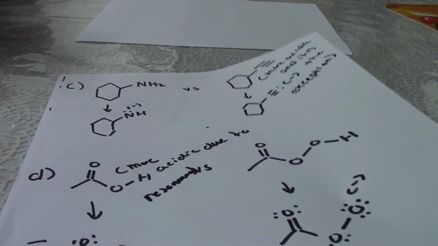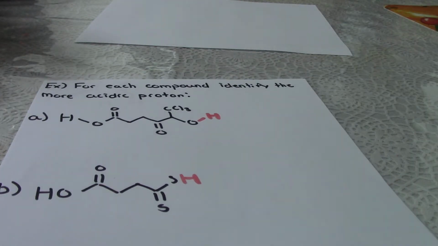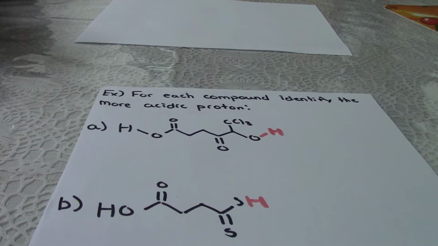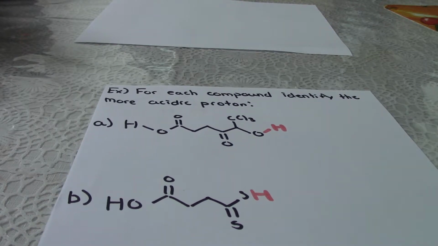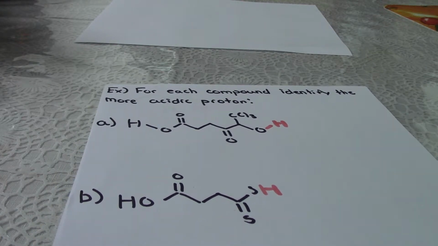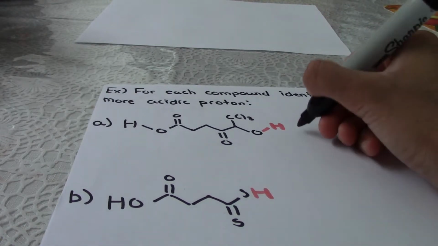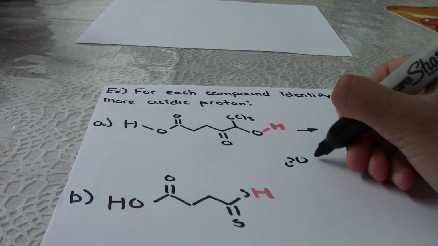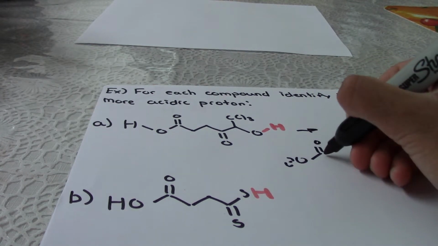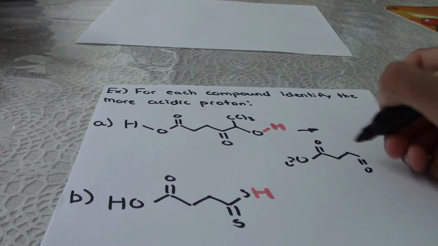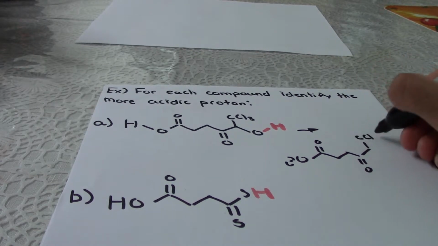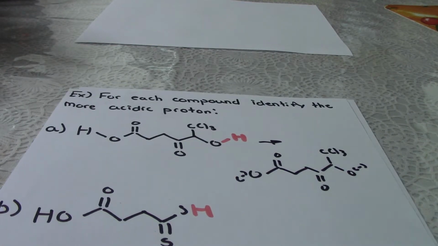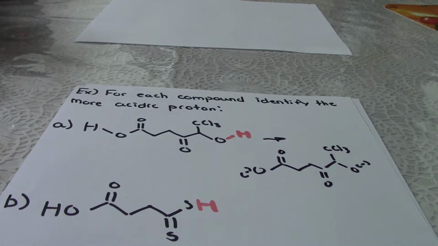So there's that one. And now let's do some other types of examples. For each compound, identify the more acidic proton. Let's see which proton is more acidic. How I would do this example is I would deprotonate both the protons at once. So you have the negative formal charge on the oxygen here, and over here you have the negative charge on the oxygen as well. Since the negative charge is on the same atom, factor 1 doesn't help us.